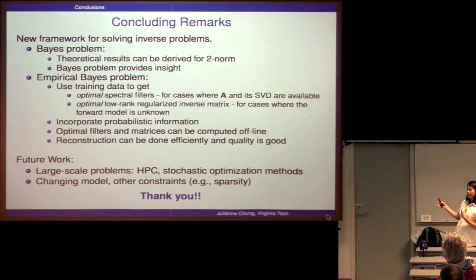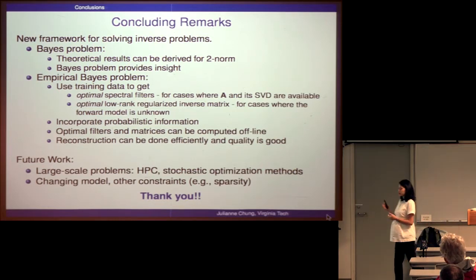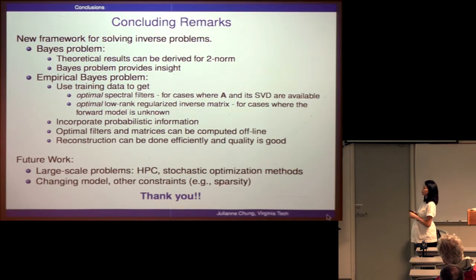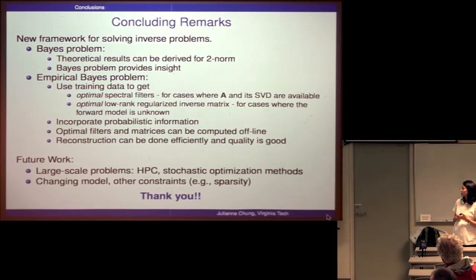Now, there are a lot of things that still can be done as future work, in terms of different stochastic optimization methods for solving this, different high-performance computing, and including additional constraints like sparsity or smoothness, things like that.